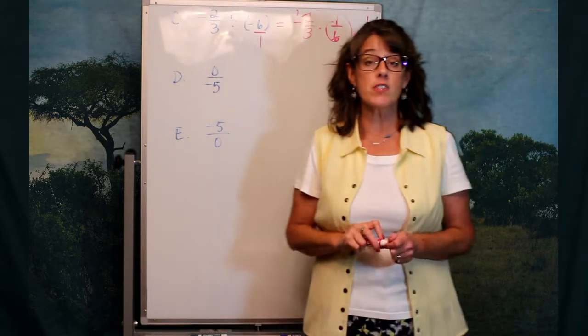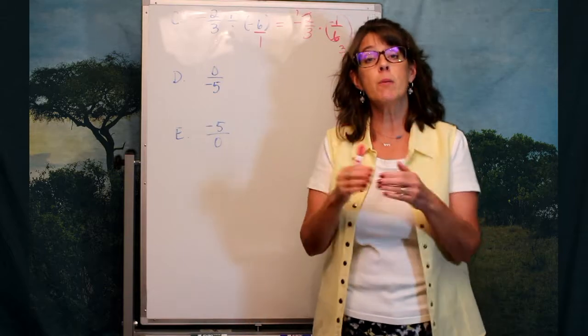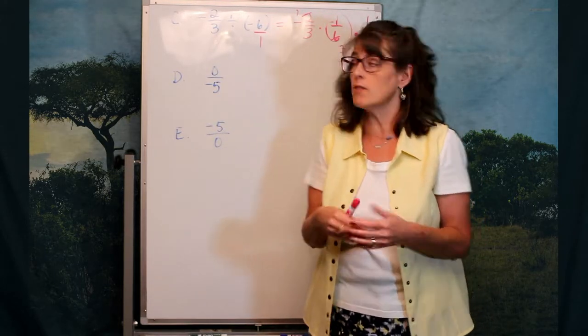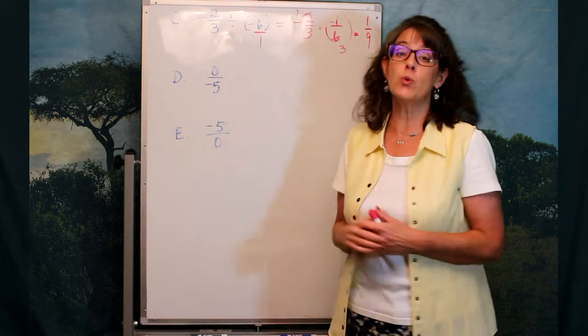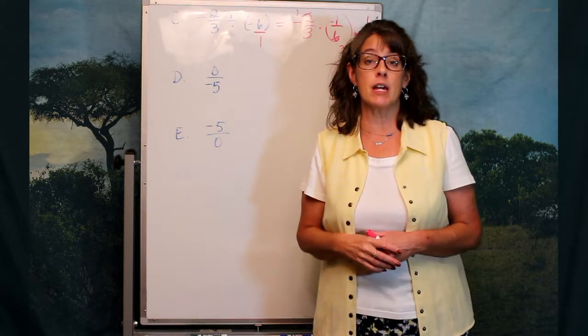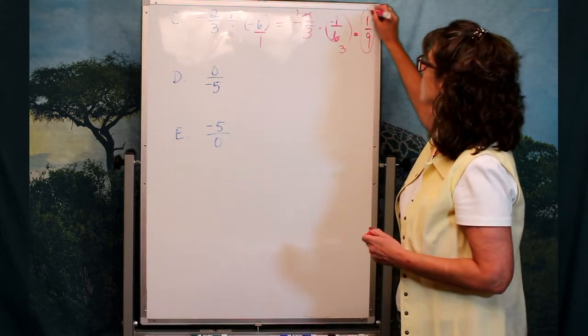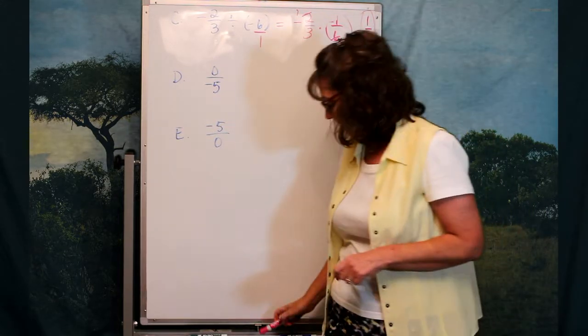Now, let's check out the signs. Remember, an odd number of signs gives me that odd negative feeling. My answer will be negative. But I have 1, 2 negatives. That's an even number of negatives. So will my answer be negative? Nope, my answer will be positive. So my answer then is going to be a positive 1/9.